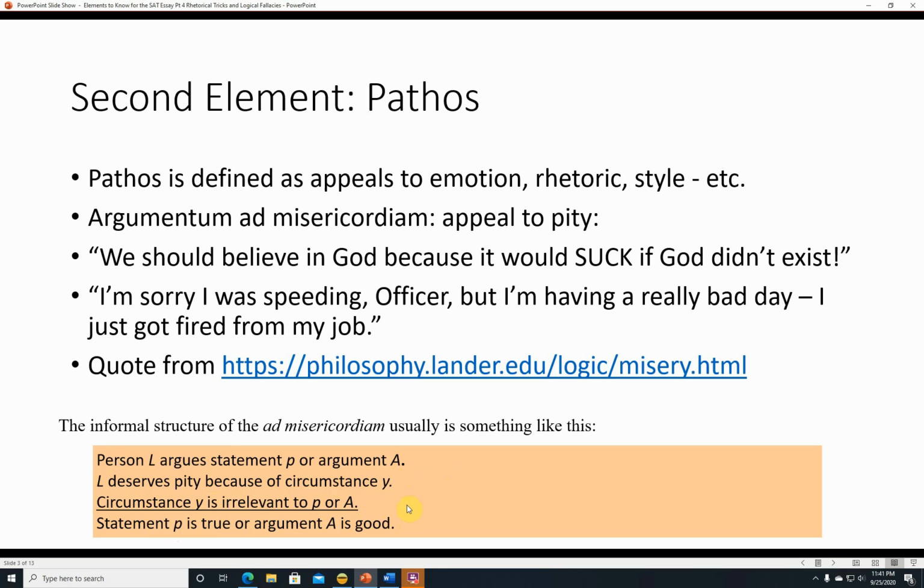So statement P is true or argument A is good because, as they'd say at McDonald's, you deserve a break today, because you're having a bad day, something else didn't go your way. Obviously, that has nothing to do with anything, so it's just an appeal to pity, and it should be ignored.